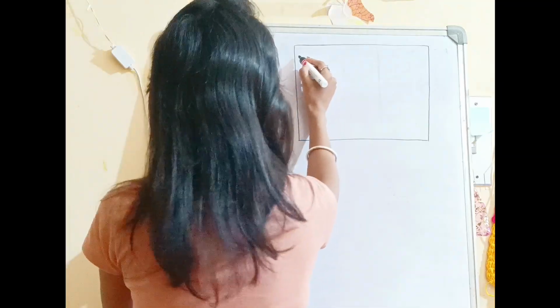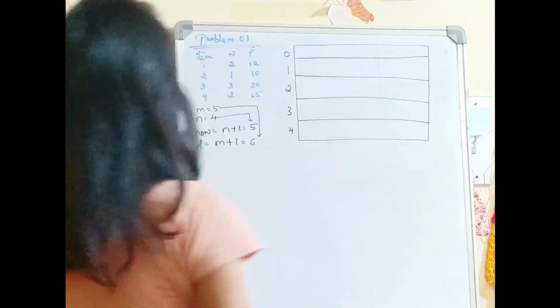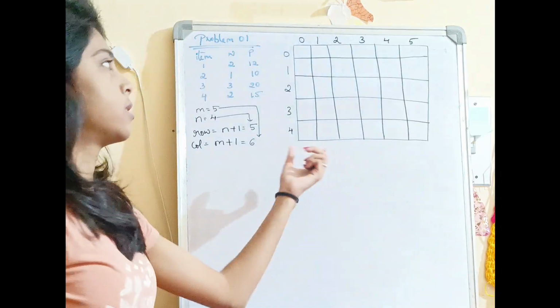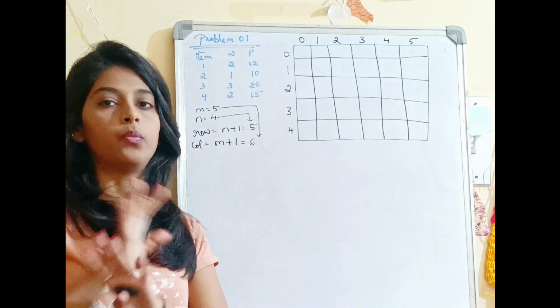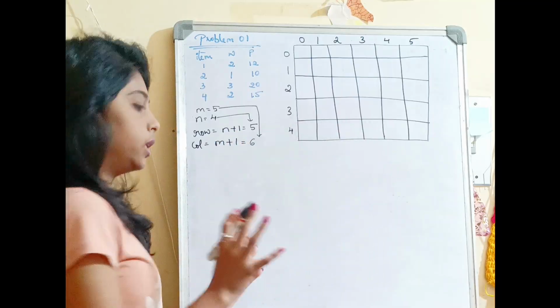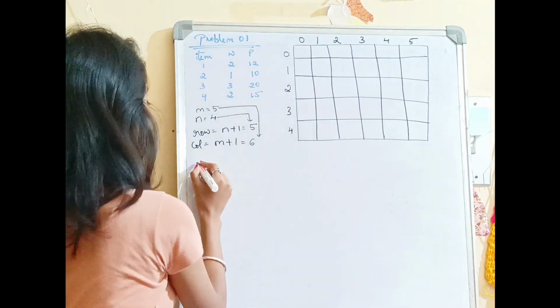What are rows? The horizontal lines are known as rows. And the vertical lines are known as columns. This is how you create a table. Now step 1 is done. We got the rows and columns and we have created the table. Now let us move to step 2.